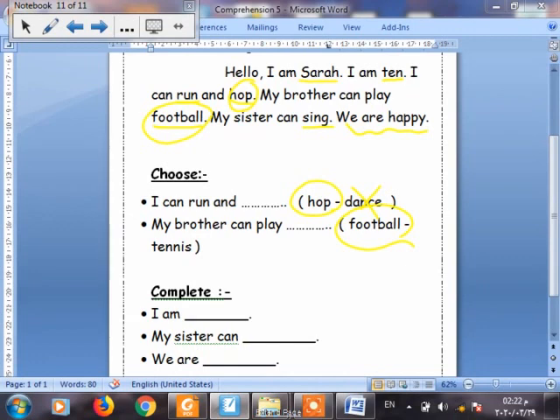I am. Let us go back. Hello. I am Sarah. So she is Sarah. Write her name. My sister can. Who remembers? My sister can sing. Write sing. We are what? Let us go back to the other paragraph and we found that they are happy, right? Happy.